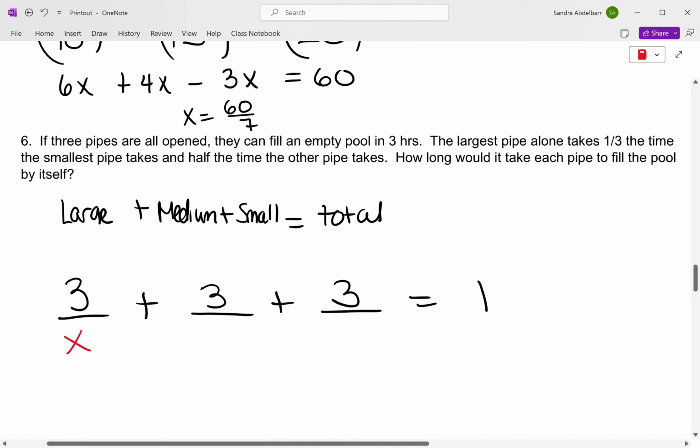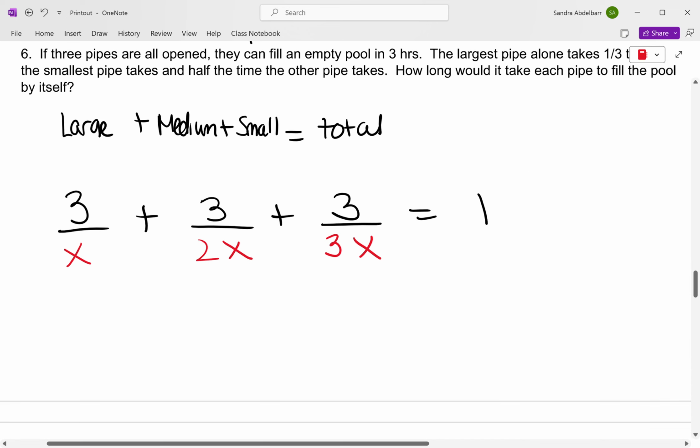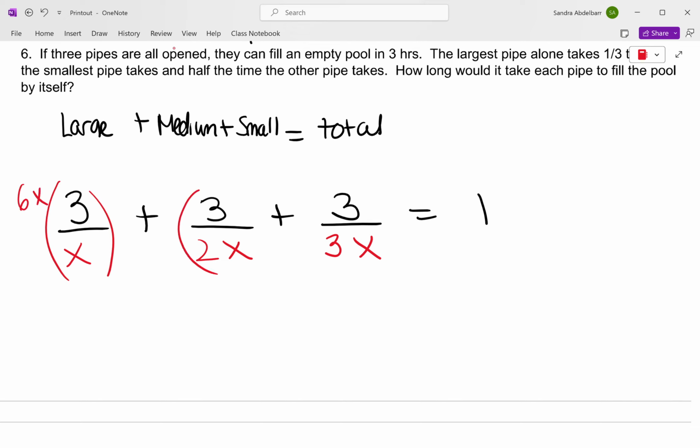The largest pipe alone takes 1/3 the time. My hint to you was don't use fractions in the denominators. Just call the larger pipe X. So the largest pipe alone takes 1/3 the time of the smallest, so the smallest is 3 times the largest. And it takes half the time of the medium pipe, so the medium is double the large, which is 2x. Now we multiply everything by 6x.